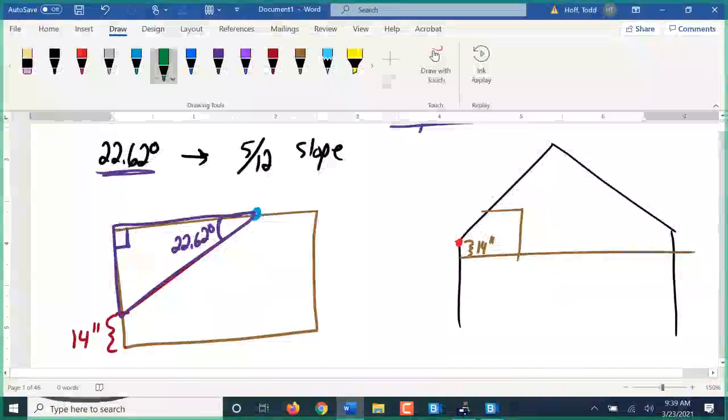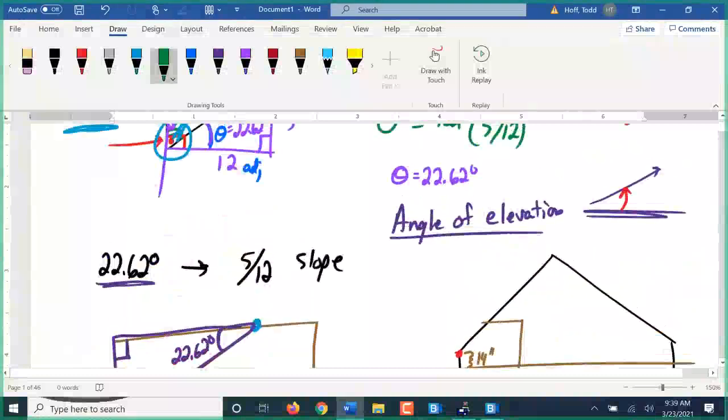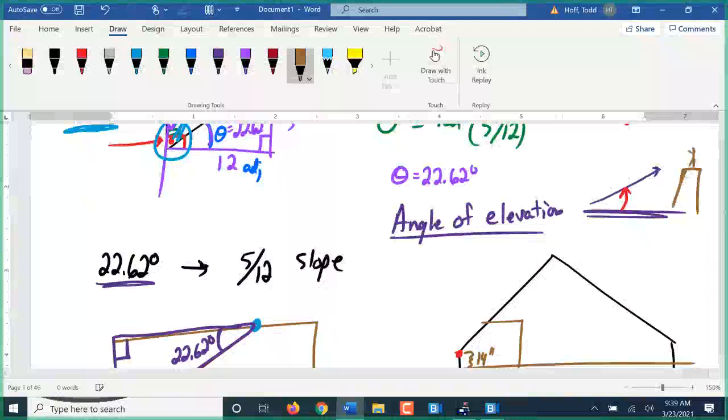If I were to switch this around and stand up here somewhere and look back down to that point, the angle of depression is the angle from the horizontal down to my line of sight. Those two angles will be the same because it's the same line of sight. I'm just looking at it from the opposite end.